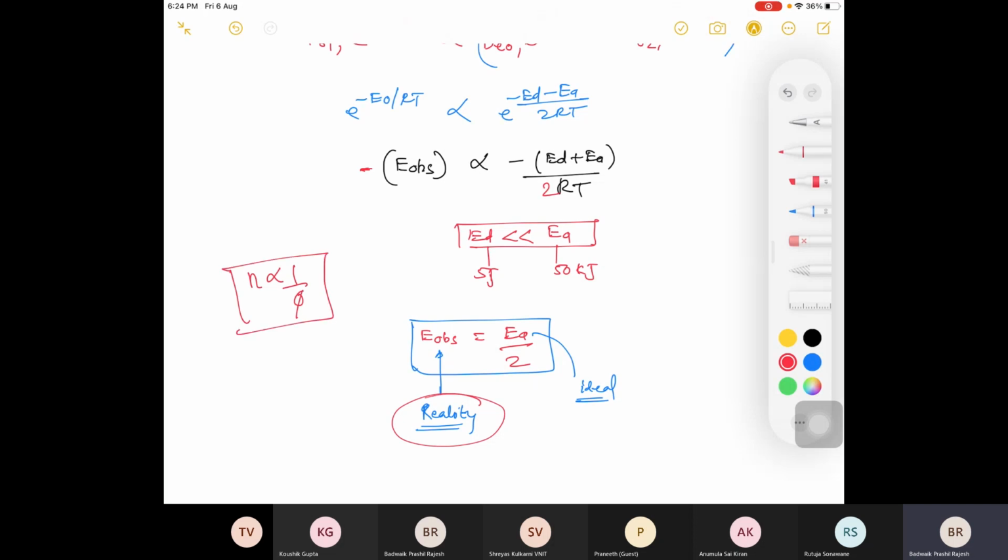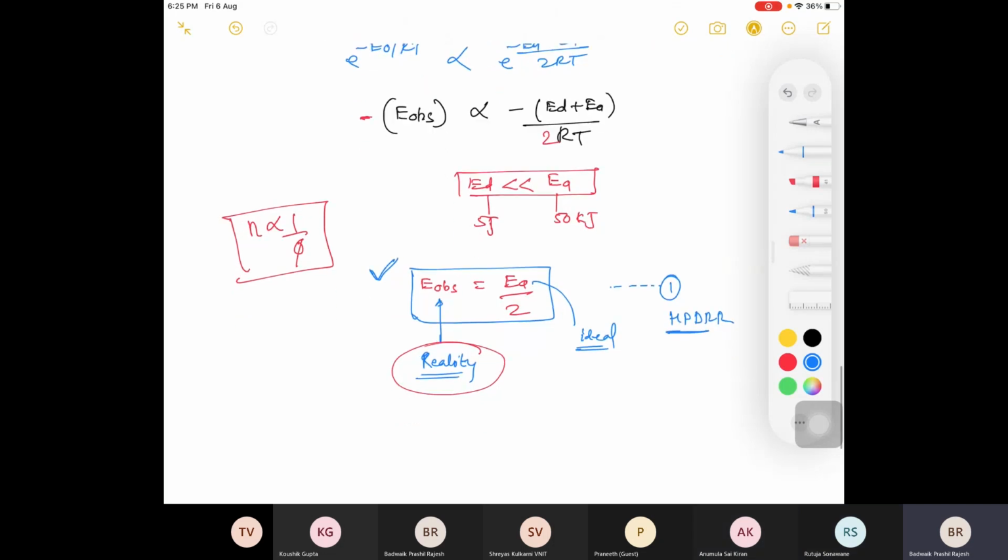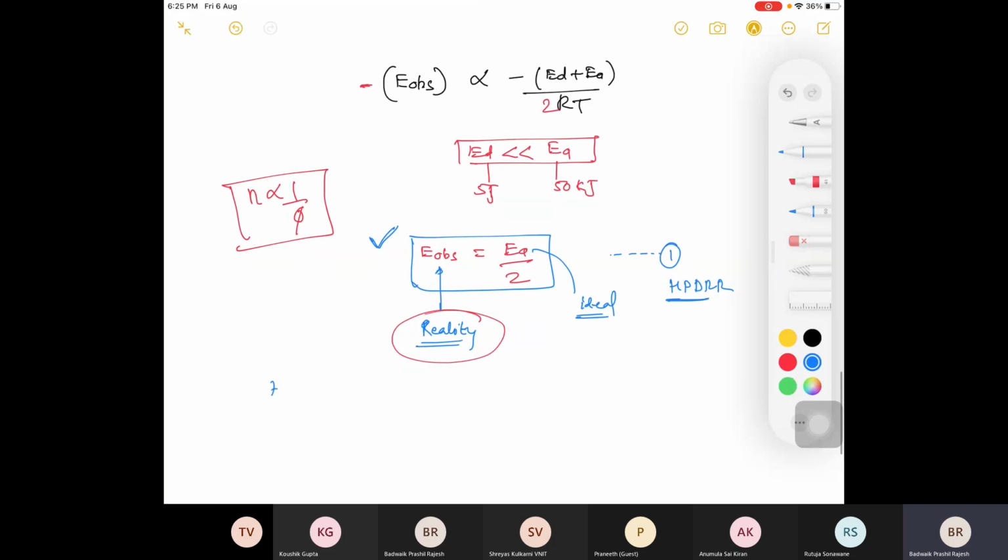So what is this region? This condition I derived is applicable for high pore diffusion resistance, right? Not for weak. Just keep this in mind. So in the high pore diffusion resistance regime, your activation energy becomes half.